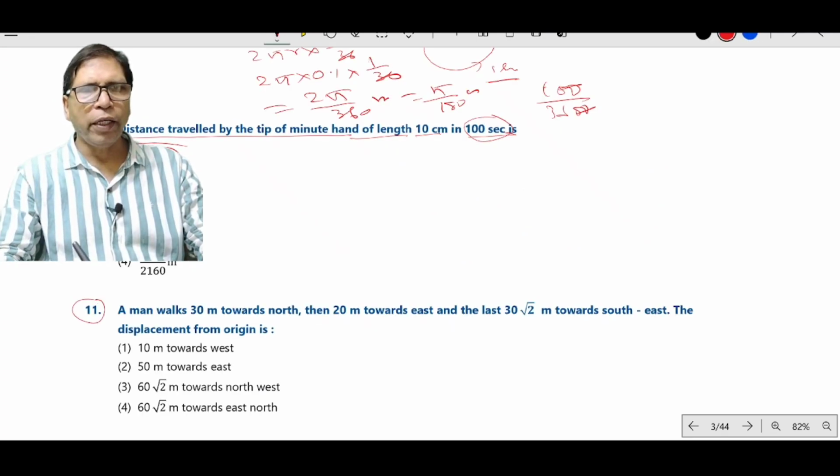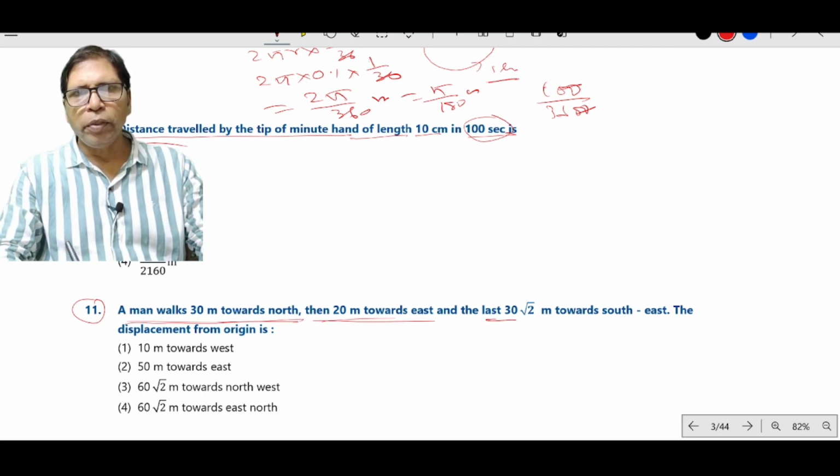Look at this. Question number 11. A man walks 30 meter towards north, 20 meter towards east, and lastly 30 root 2 meter towards southeast. Find the displacement from the origin. Now look at this. Suppose along east, this is the i cap, and along north, this is the j cap. Okay, no problem.